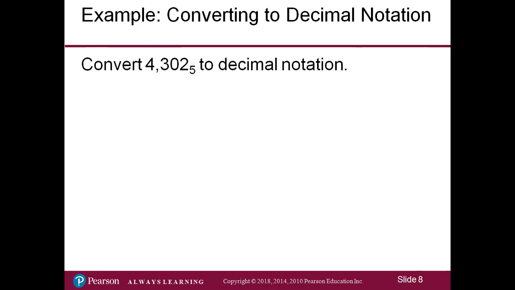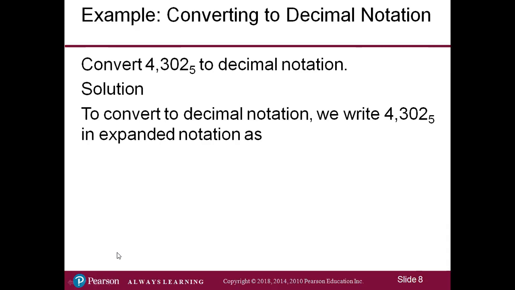So our decimal system, our base 10 place value system, is the same thing as the Hindu-Arabic system. That's the same system. So they keep changing the name on us, but they just keep meaning our way of thinking. So convert the 4,302 in base 5 to our way of thinking, so our decimal notation.